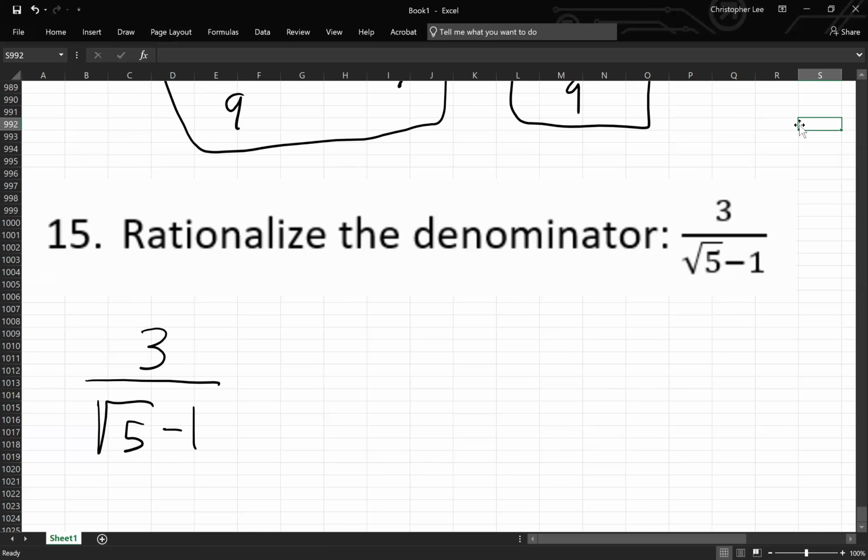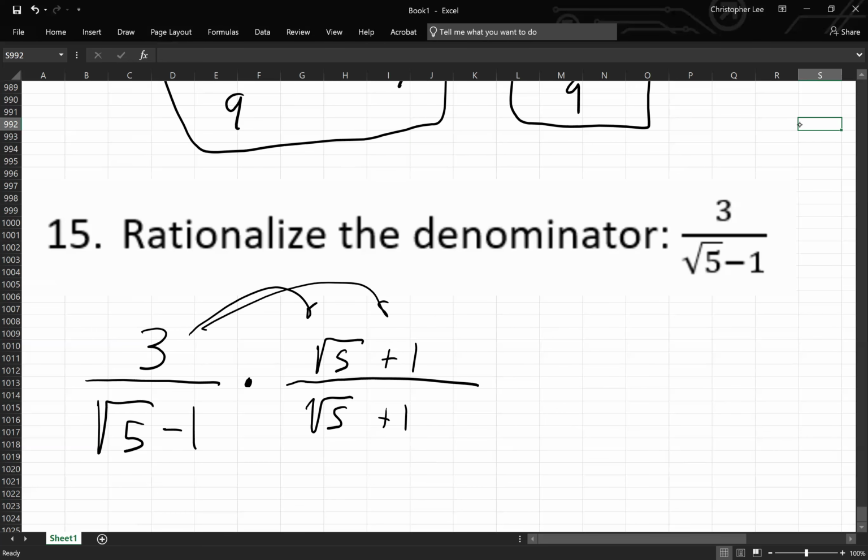All right. How do I rationalize this denominator? Good, good, good. All right. Multiply it by the same thing, but positive. So square root 5 plus 1. But what I do to the bottom, I do to the top. After that, easy math, right? Distribute, distribute, call it a day.